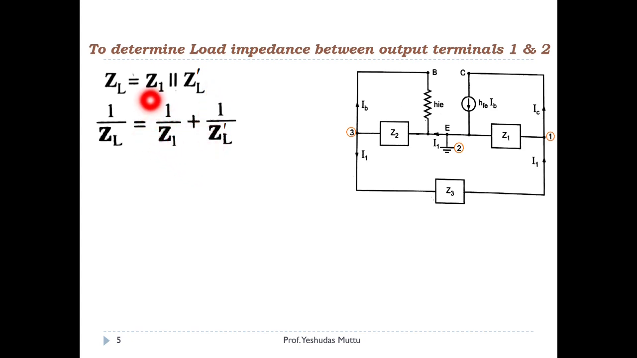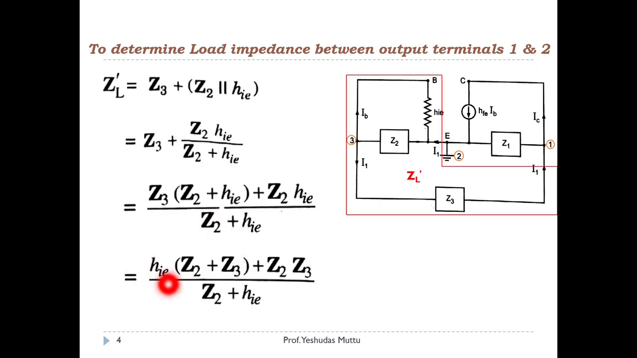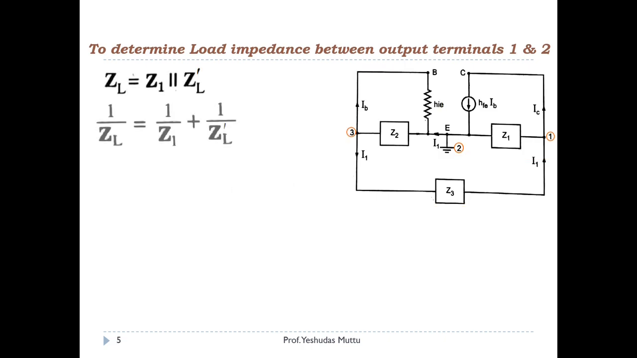The reason why I am not doing Z1 into ZL dash upon Z1 plus ZL dash is that the equation behind is quite huge, so it will become complicated. Too many terms at the numerator, too many terms at the denominator. So what I do is that I follow the traditional method of parallel combination, that is this. There should not be a problem in this.